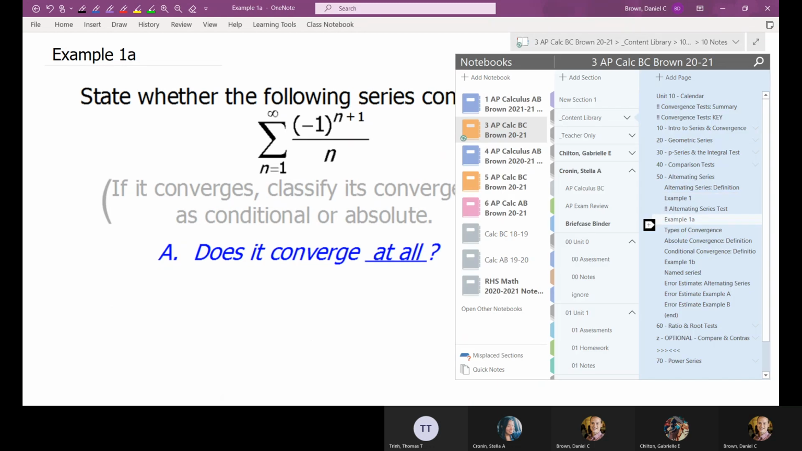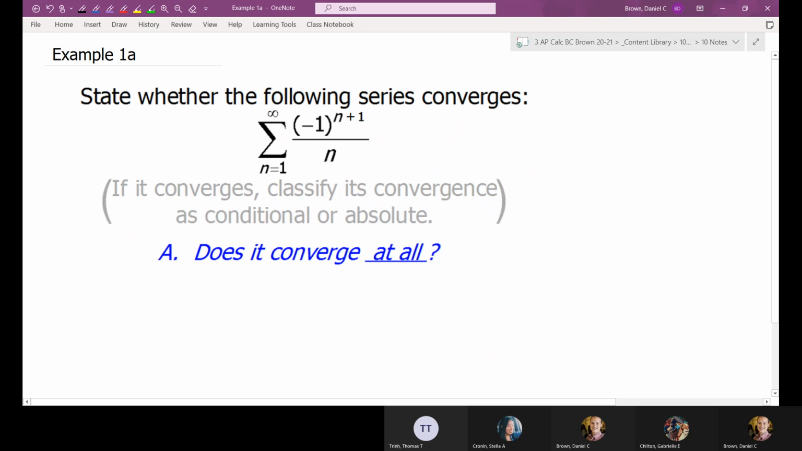I have a clean slide of it. And so let's go ahead and state whether the following series converges. So I'm looking at this one. We have the series, negative 1 raised to the n plus 1 over n. Well, which test do we want to use?